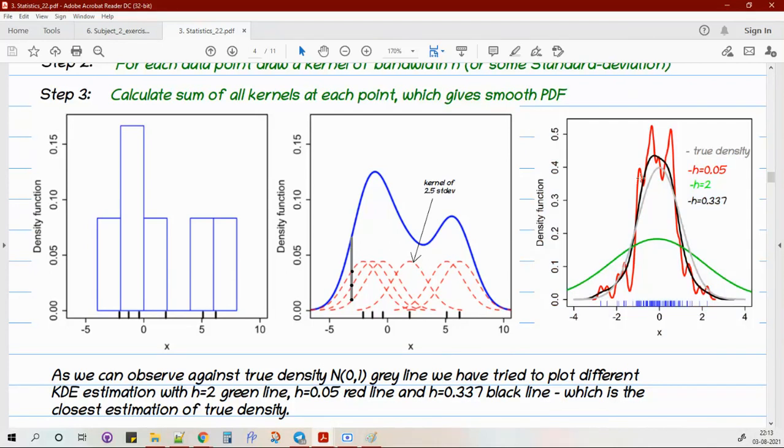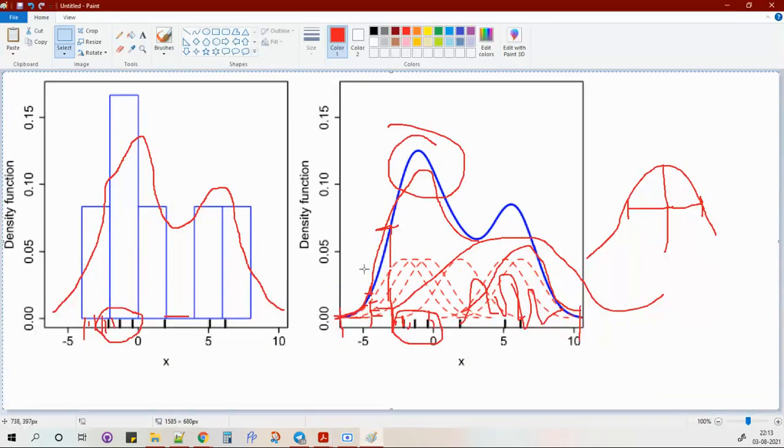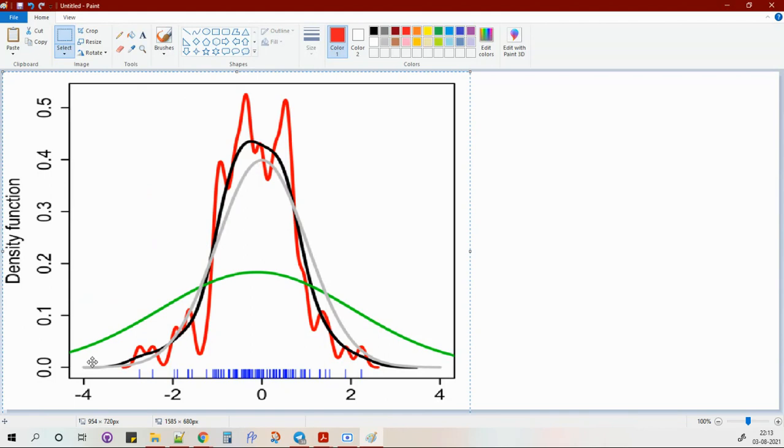The true density is this gray line, if it is visible, I'm not sure. Let me have it here. This gray line is the true estimation, right? And if I choose different kernels or different bandwidth for a kernel, I get different estimations.